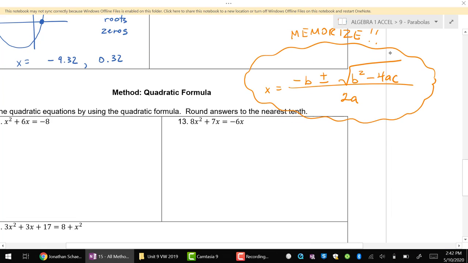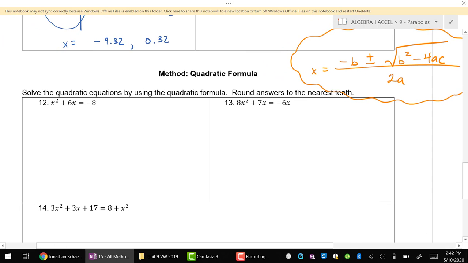Let's see how that might look in a problem down here below. And I think maybe we can try, how about a problem like, let's do number 12.